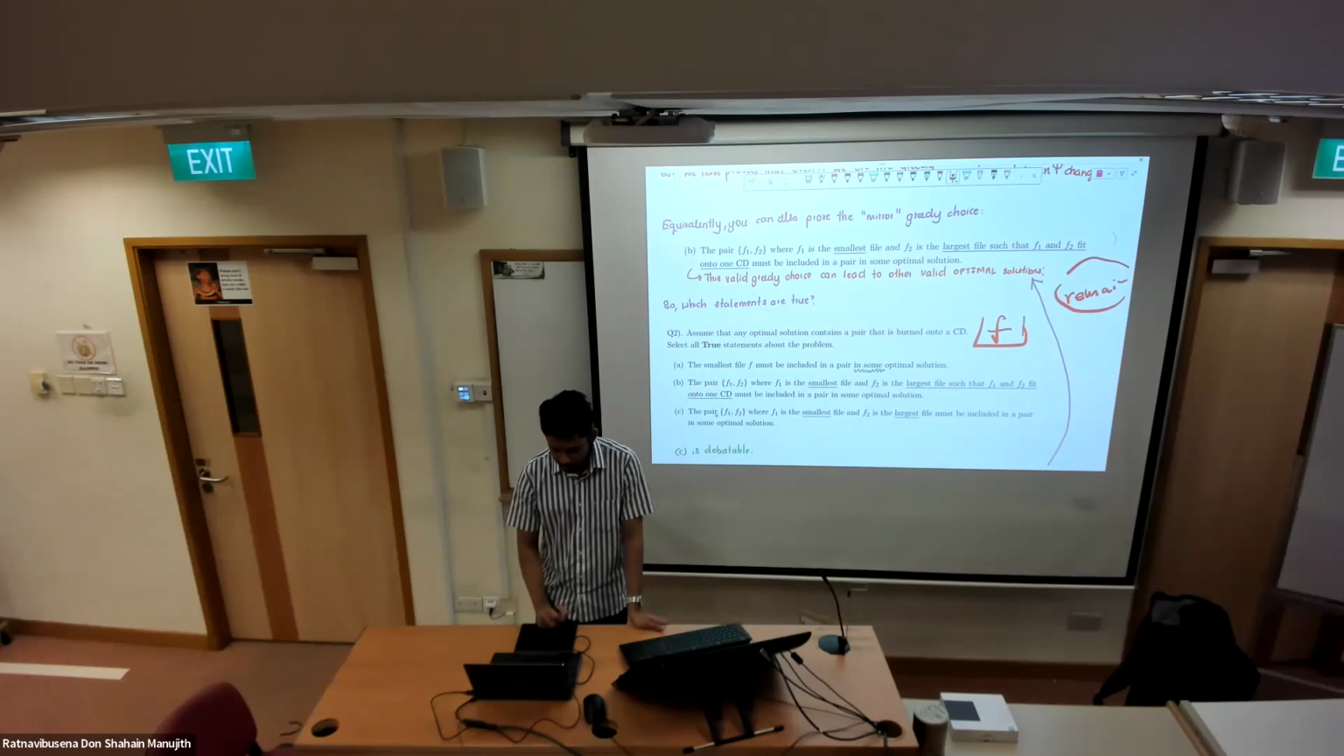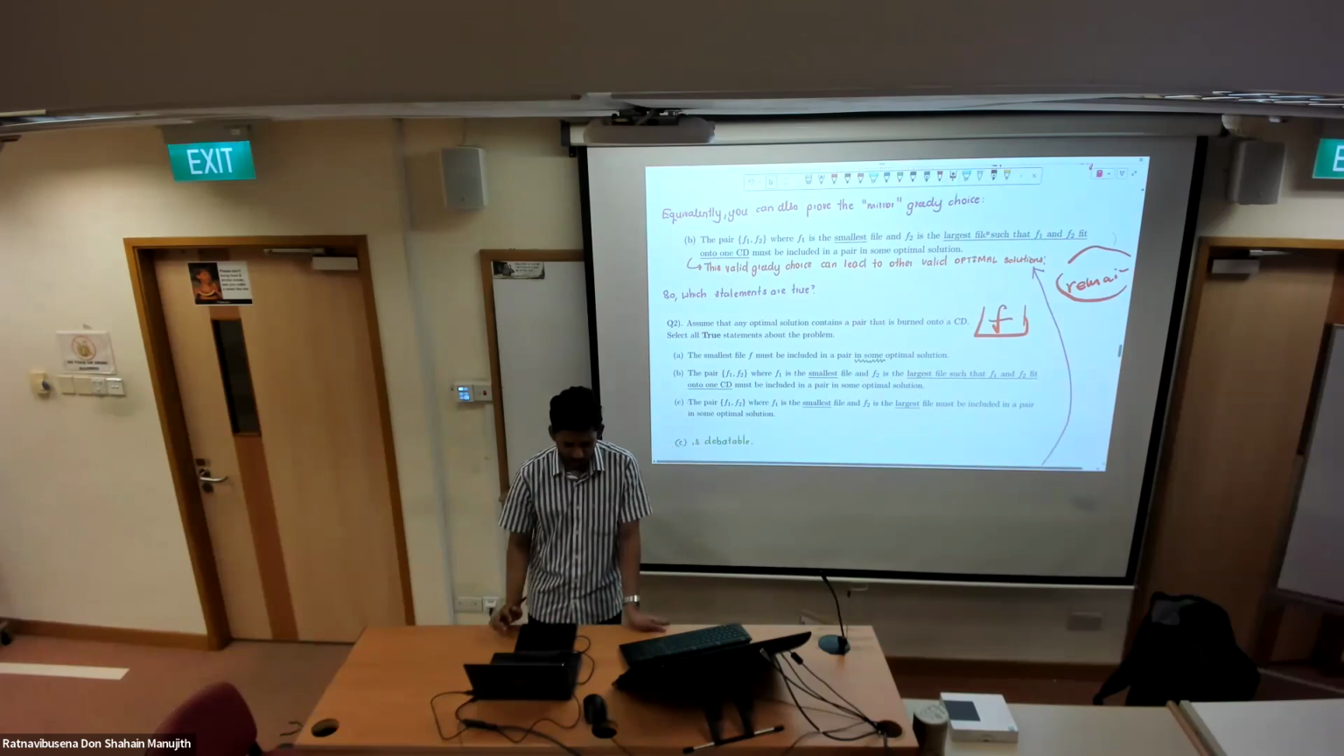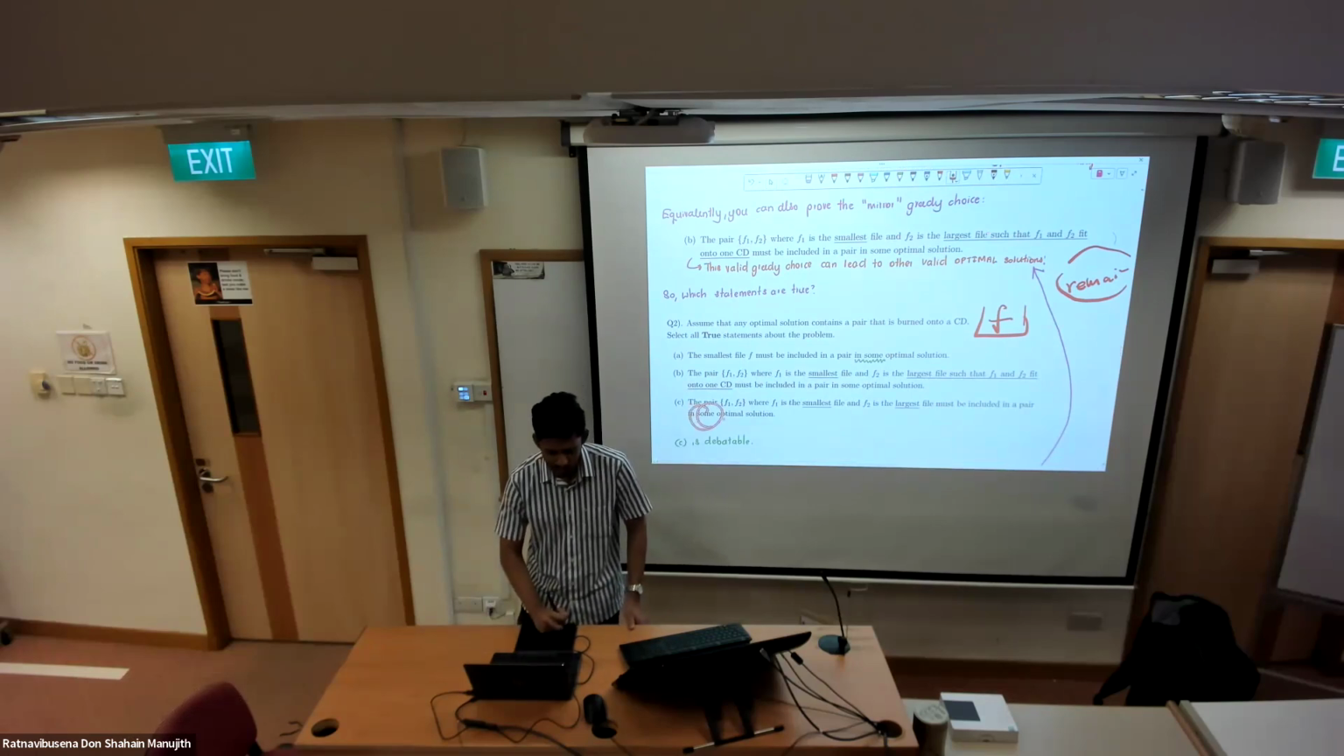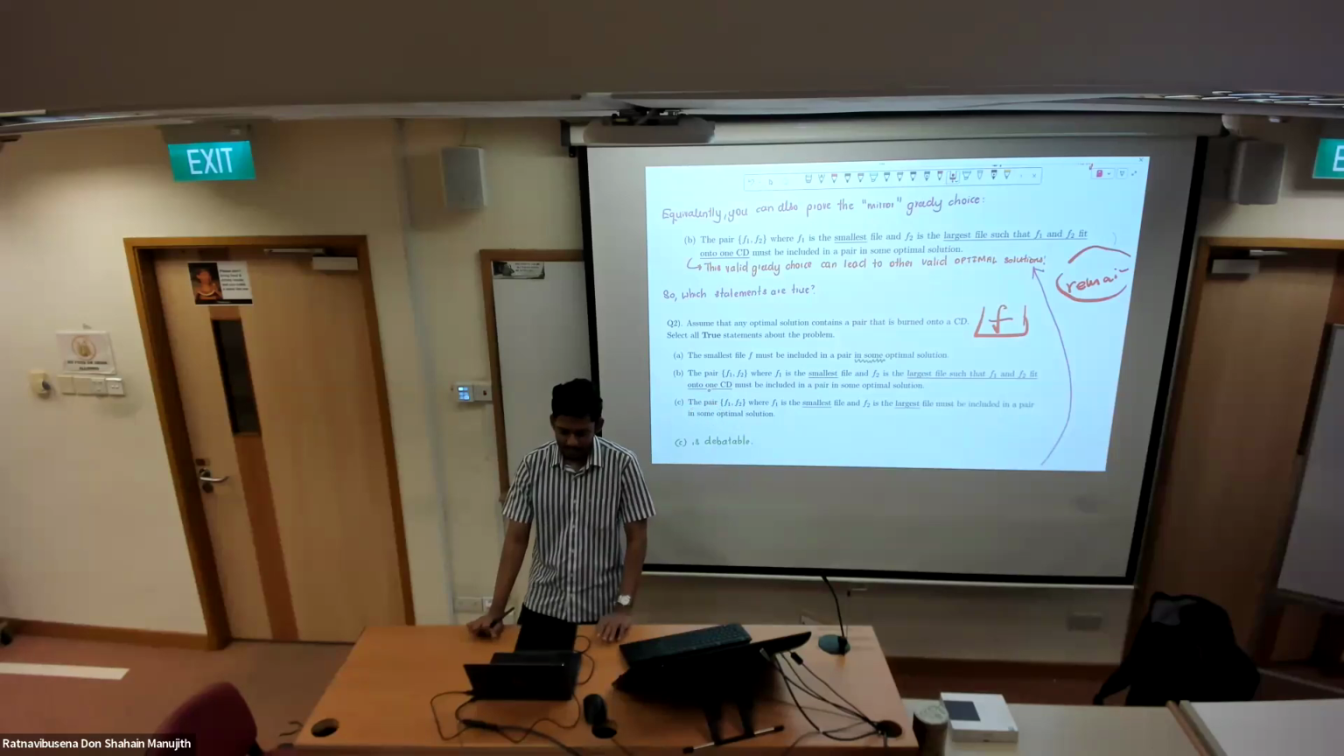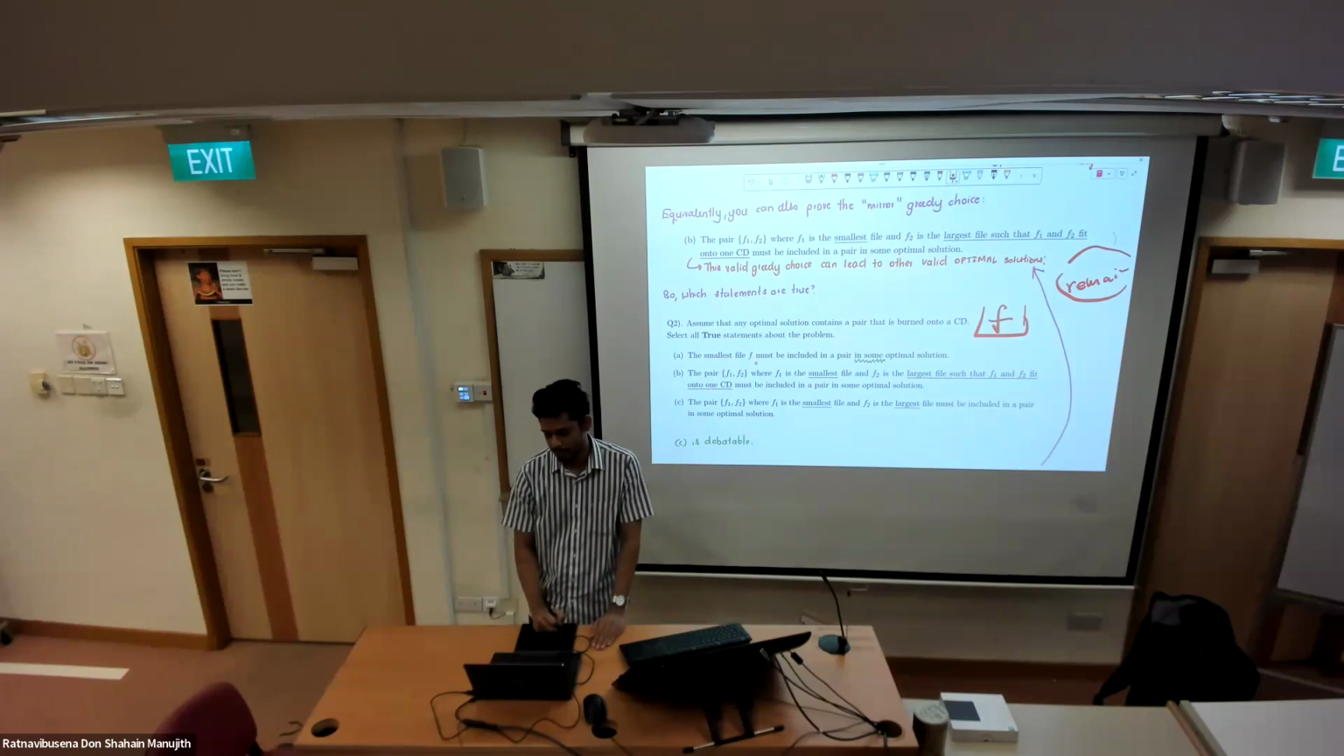Next one: the pair F1, F2, where F1 is smallest and F2 is the largest file, must be included in a pair in some optimal solution. I would say it's debatable here, because of this word, some optimal solution. We know that the smallest file must be included as a pair, right? But if the largest file does not fit with this guy, that doesn't contradict this.